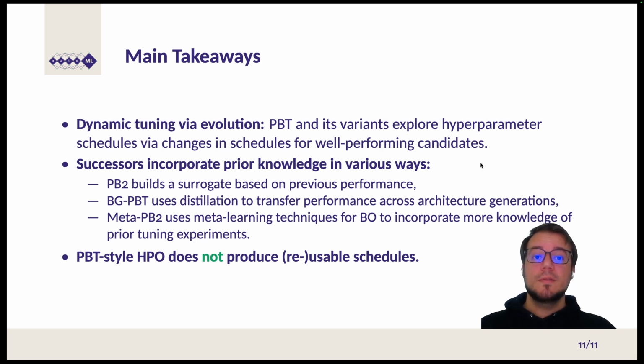Population-based training and its variants explore hyperparameter schedules in this evolutionary manner. And the successors incorporate prior knowledge in various ways. PB2 builds a surrogate based on these previous performance values. The generational approach uses distillation to transfer knowledge across different generations in the task, and Meta PB2 uses a variety of meta-learning techniques for BO to incorporate prior knowledge of completely different runs.